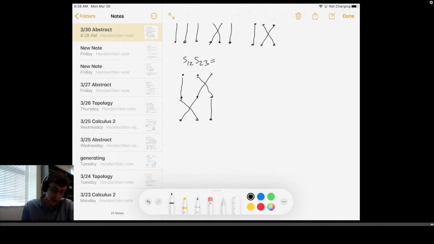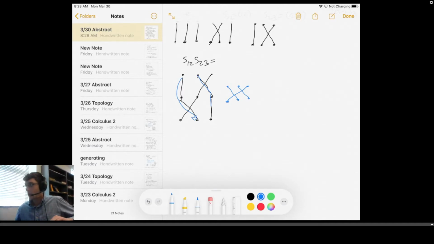And so when you bring it together, you see that 1 travels to 2, 2 travels to 3, and 3 goes to 1. Right, so this is my diagram. So what is this in cycle notation? Do we know? Yeah, so this is (1 2 3).